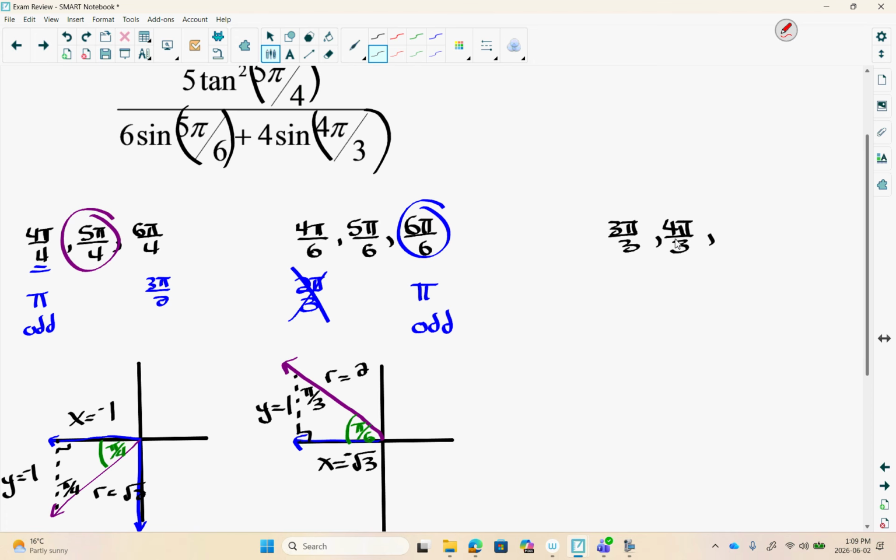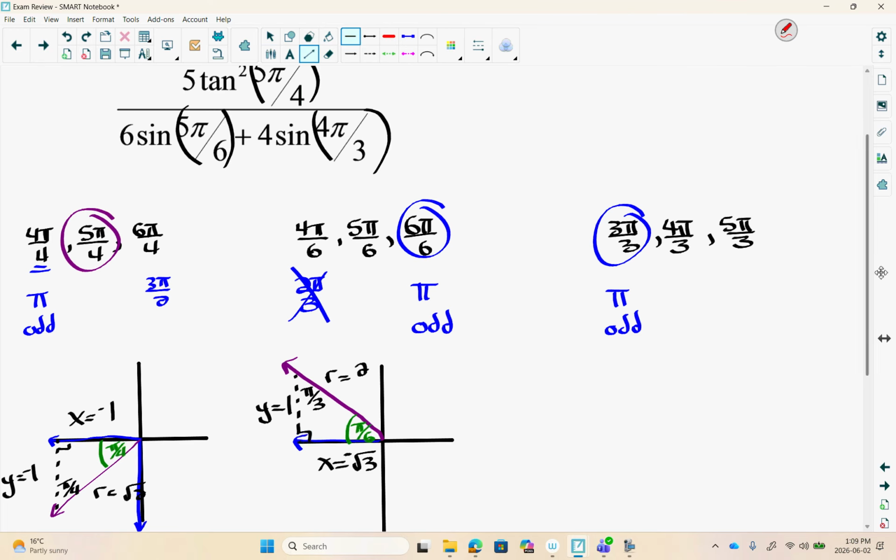Four pi over 3. It's between 3 pi over 3 and 5 pi over 3. This is the key. 1 pi again. Is it always 1 pi? Does it always work out like this? No. 5 pi over 3 is not helpful.